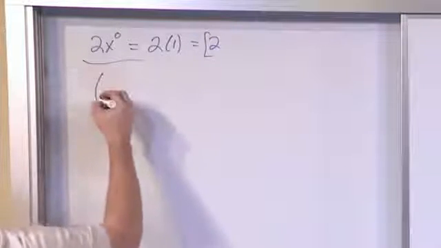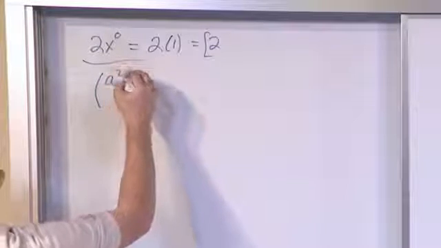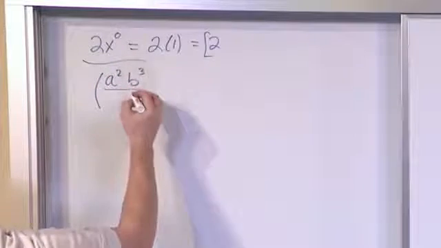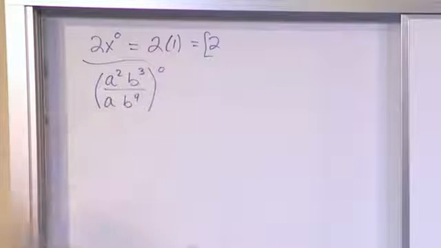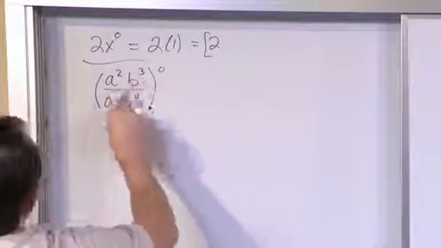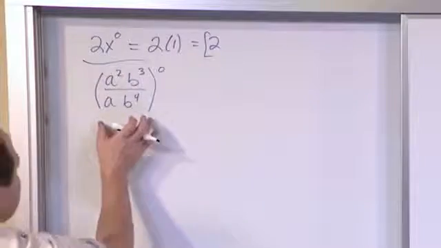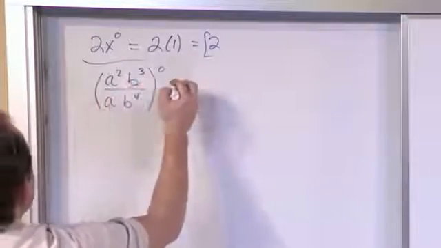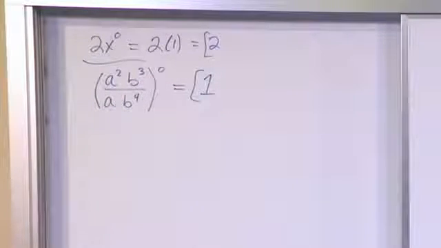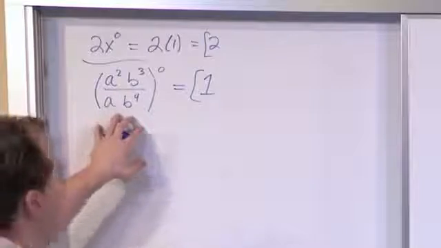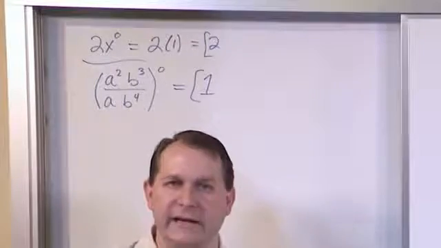What if you had something more complicated, like a squared times b cubed divided by a times b to the fourth, and the entire thing's raised to the 0 power? How do you simplify this? Well, you could probably simplify some stuff in the middle and get it nice and simple, but you notice the entire thing is raised to the 0. That means the answer is 1. It doesn't matter at all what is inside of these parentheses. If the whole thing's raised to 0, it's equal to 1.